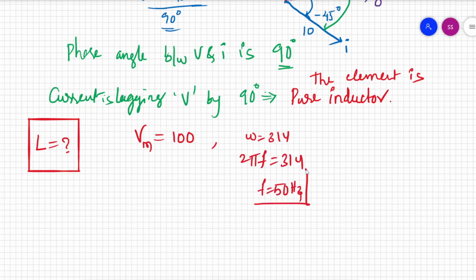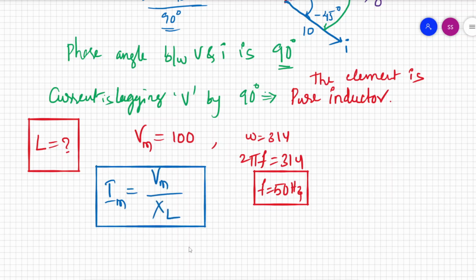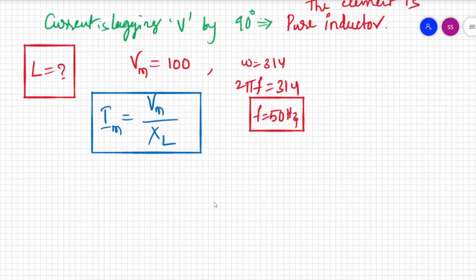Now we need to find the inductor value. We know that the peak value of the inductor current, Im, is equal to Vm by XL. I have done this in previous problems. So we have Vm, and we can find XL with omega. We have Im also, right? Im equal to 10 amperes from the given data.